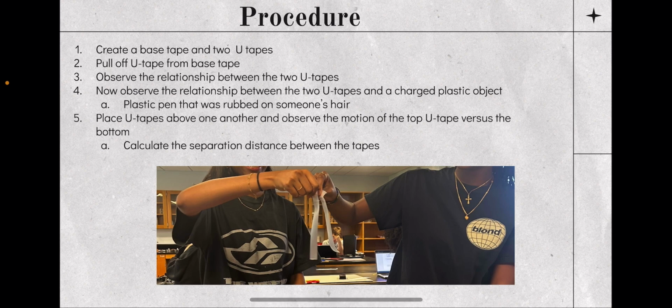Now, going into the procedure of the lab, we start by creating a base tape with two U tapes. Then, in order to charge a U tape, we pull the U tape up from the base tape. We then observe the relationship between the two U tapes, and then the relationship between the two U tapes and the charged plastic object. The plastic object that we used was a plastic pen that was rubbed on somebody's hair. We then place the U-tapes above one another, observe the motion of the top U-tape versus the bottom, and calculate the separation distance between the two tapes.